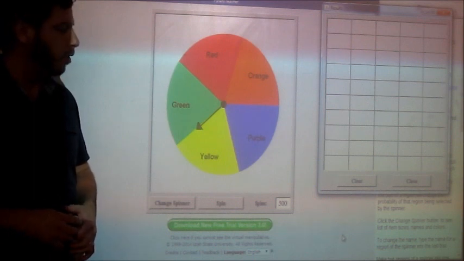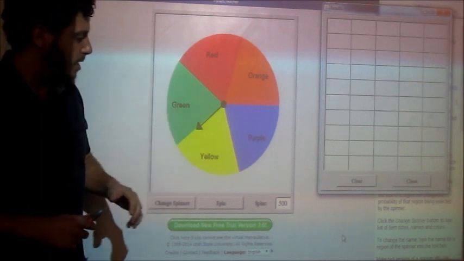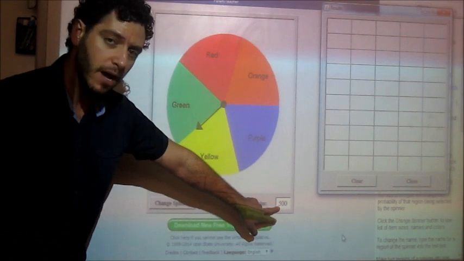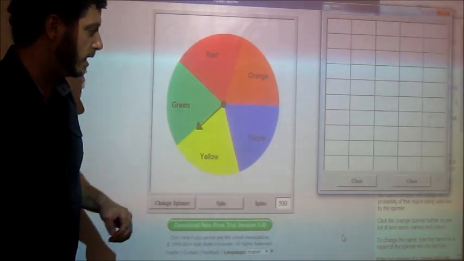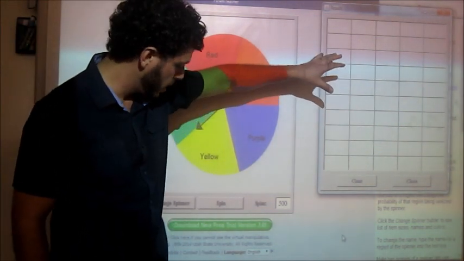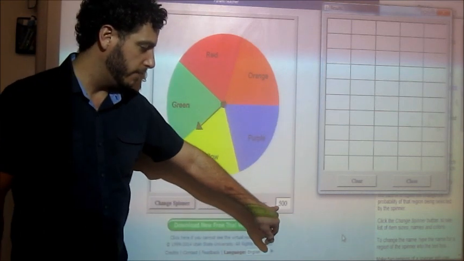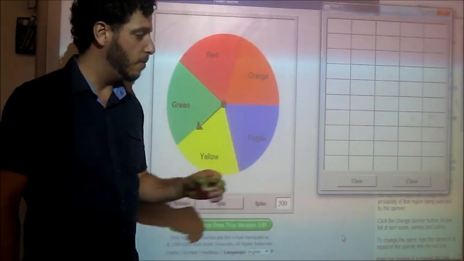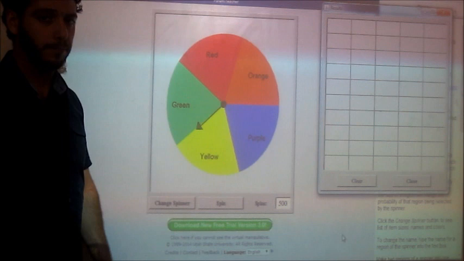Okay? Now, this virtual manipulative is going to allow us to spin the spinner 500 times, and it's programmed so that each spin is truly random, and it's going to chart our results over here. So if we spun the spinner 500 times, theoretically, how many times would each of these colors appear on the chart?